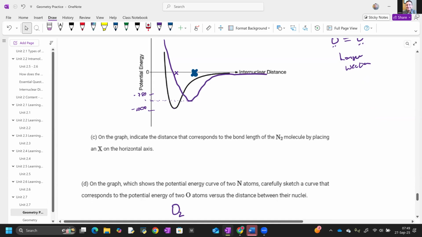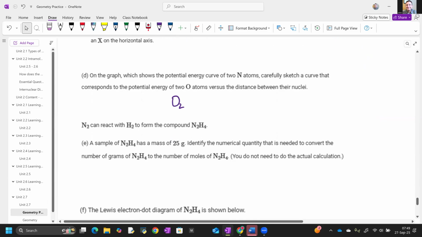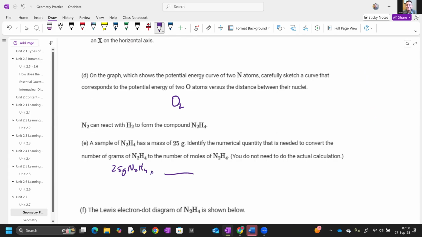So let's see. The next part, we go to E. It says a sample of N2H4 has a mass of 25 grams. Identify the numerical quantity that's needed to convert the number of grams of N2H4 to the number of moles. Okay, and we do not need to do the calculation. So if we took our given 25 grams of N2H4, then what we would need to do is find a mass of N2H4 that equals 1 mole of N2H4. Does anyone know what we call the mass of 1 mole of N2H4? That's right. We call that the molar mass. So we'd have to look up the molar mass, or you'd have to calculate the molar mass of N2H4, and then you would just simply say the molar mass.